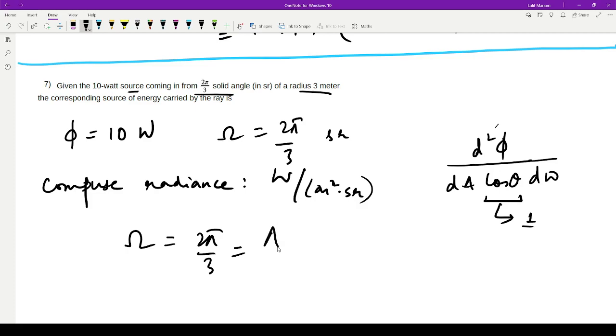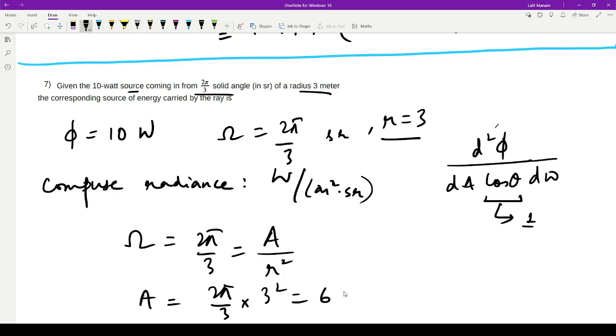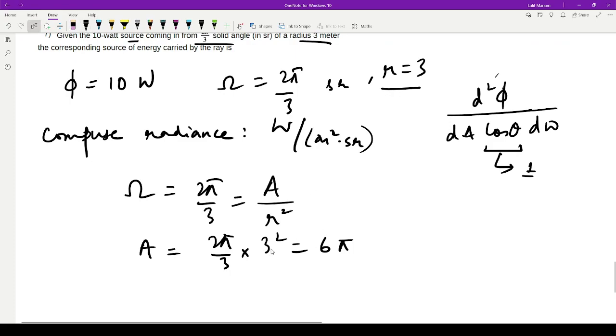Given this, the solid angle is A by R square, and we are given radius R as 3. So what is the area? 2 pi by 3 into 3 square, which is 6 pi. Fine. This is the area of the object on which the light is falling.